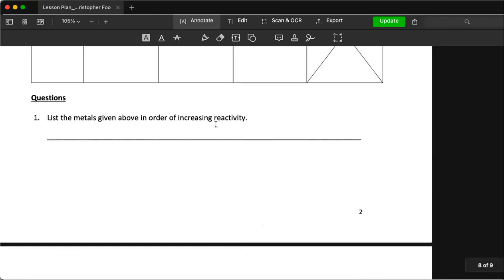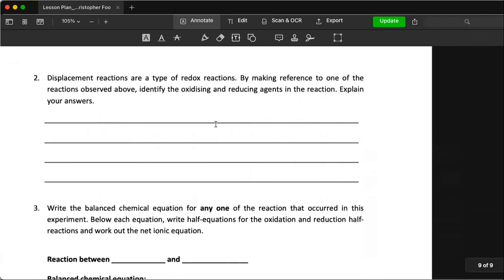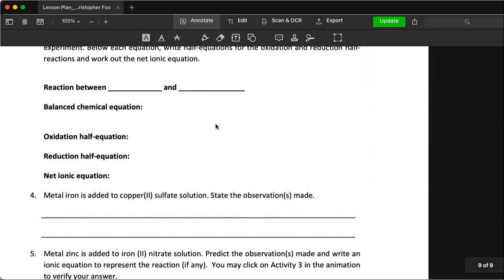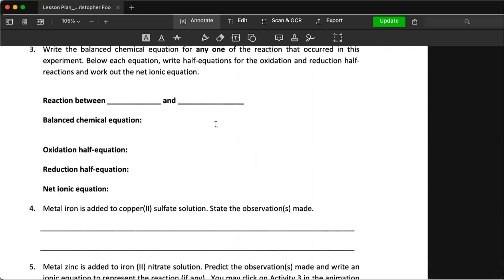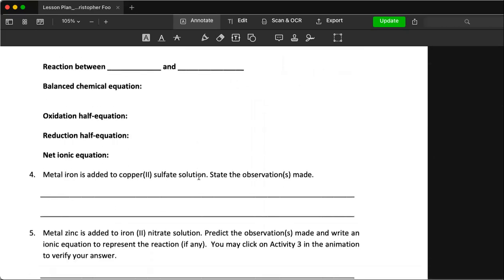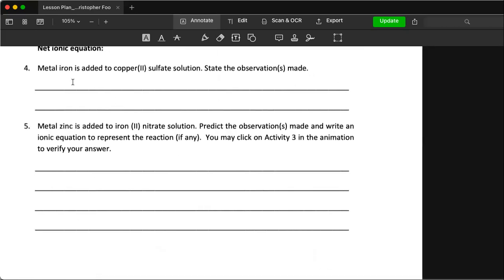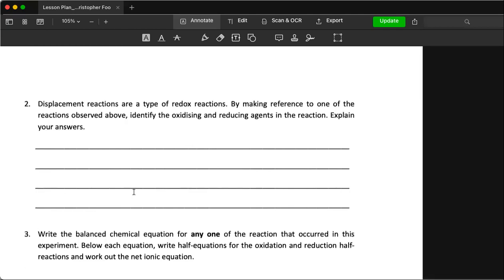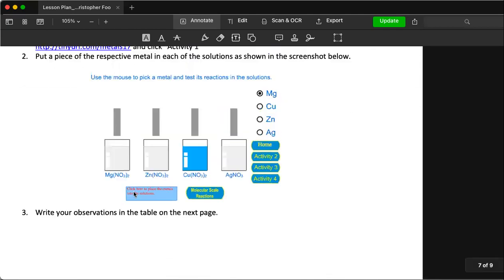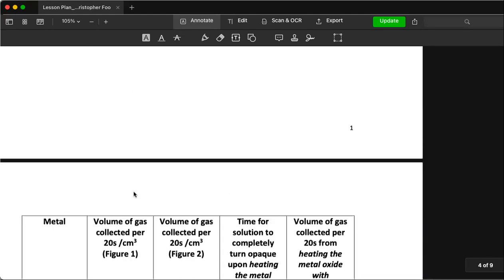And then they will answer the questions that follow with some equations, and recap on redox reaction and the expected observations when iron is added to copper(II) sulfate, and another activity for them to try with other examples. So quite cool, and it's quite fun.